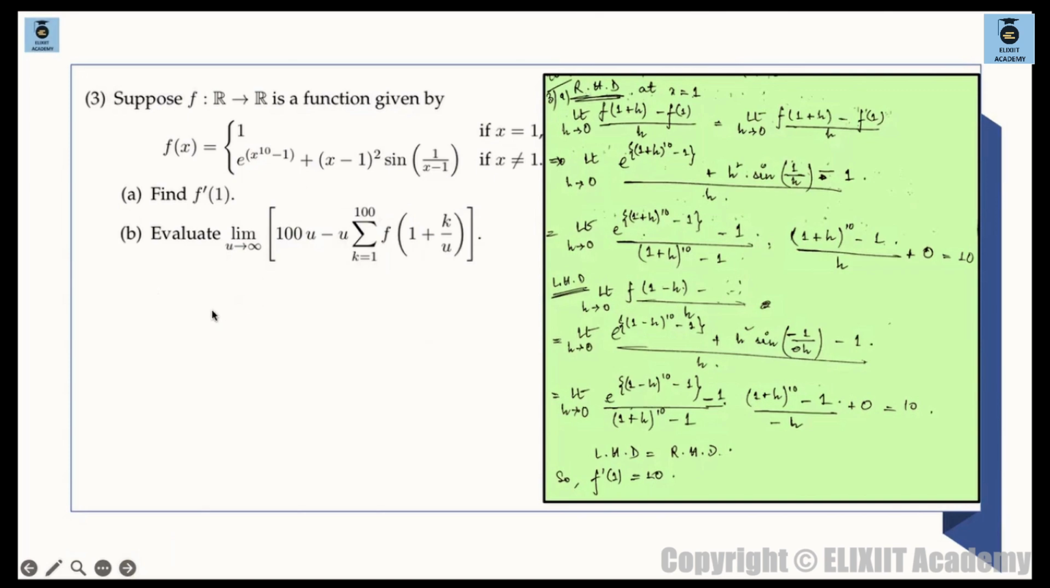So f dash of, we just simply find the right hand derivative and the left hand derivative. I have found both of them. You can see here the right hand derivative and the left hand derivative. See, the right hand derivative at x equal to 1 is limit h tends to 0, f of a plus h, that is f of 1 plus h, minus f of 1, divided by h.